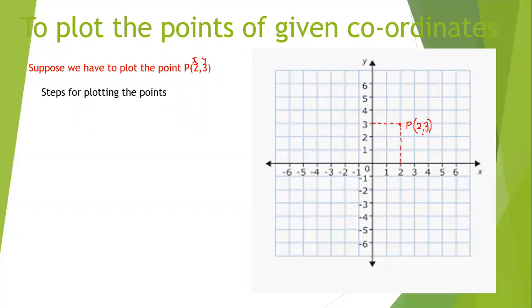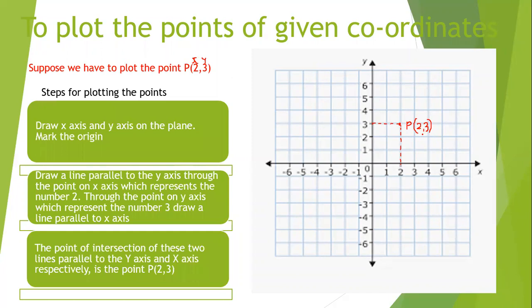So the steps for plotting the points, these are the steps. You can go through the steps. First, draw the x-axis and y-axis on the plane. Plane means graph paper, we can say. Mark the origin. Draw a line parallel to the y-axis through the point on the x-axis which represents the number 2. Through the point on the y-axis which represents the number 3, draw a line parallel to the x-axis. And the point at which both the lines intersect each other is point P. Go through the steps.